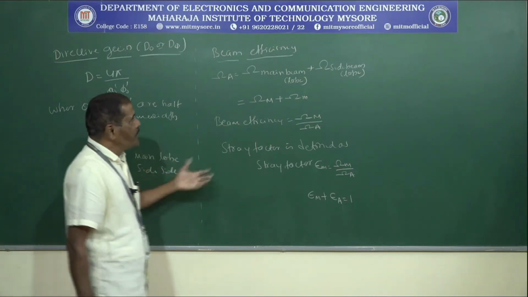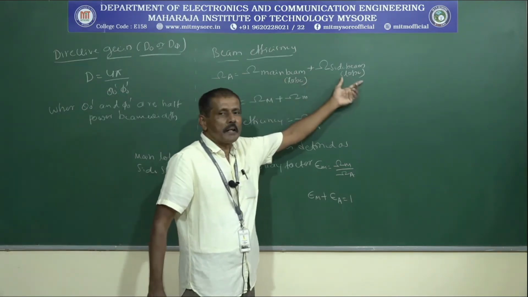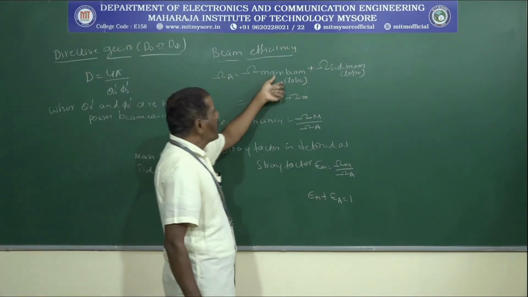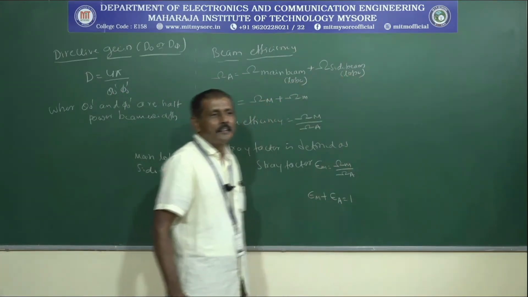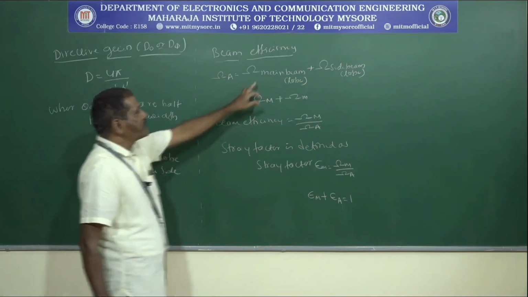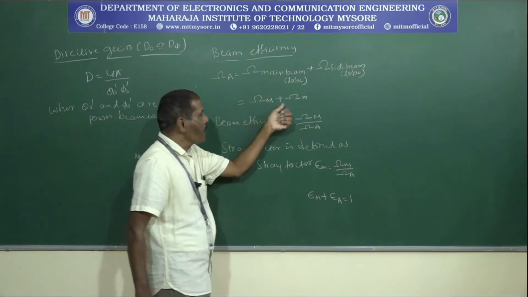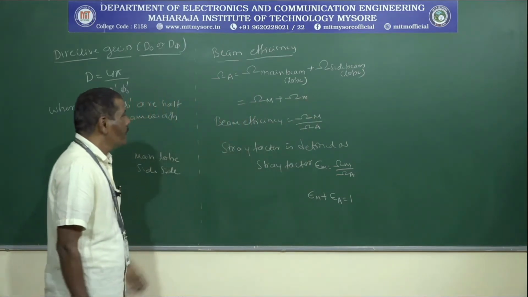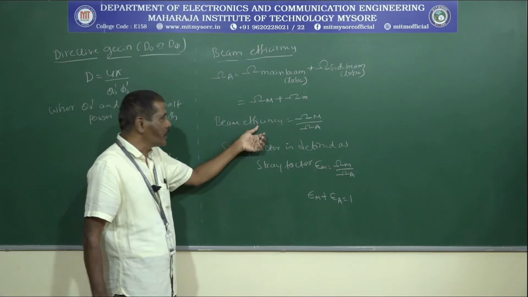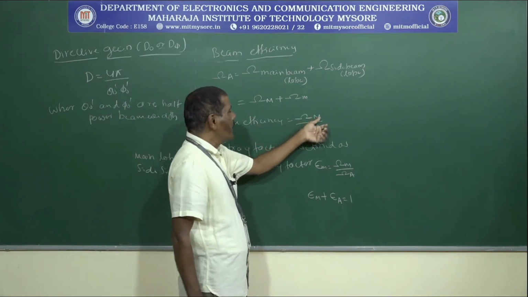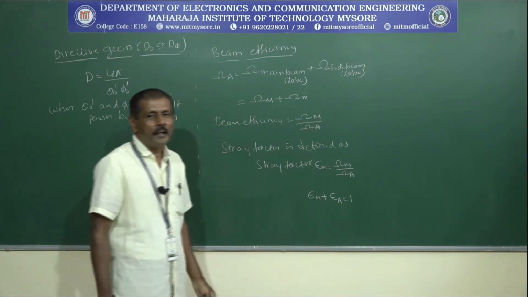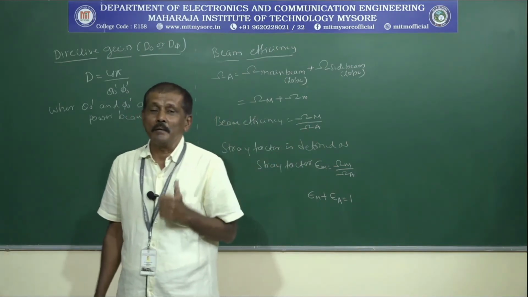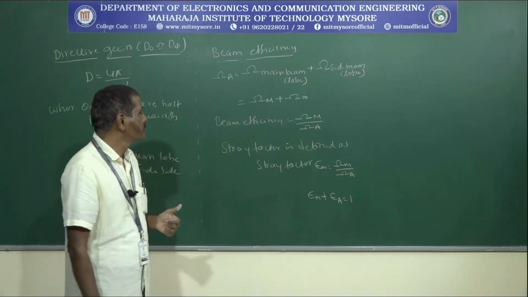So here we are considering the main lobe and the side lobes. That is, omega A is equal to omega main lobe plus omega side lobes. I can write the first as omega m, and the second as omega small m. And beam efficiency is nothing but omega m divided by omega A, where omega A is the beam area or the beam solid angle.